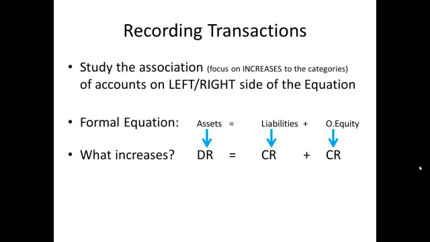Let's study the association of the accounts left and right in this summary graph. Formula equation, assets equals liabilities plus owner equity. What increases assets? Debit entries increase assets. What increases liabilities on the right-hand side? Credit entries, right side of their accounts. What increases the owner equity category as a whole? Credit entries.